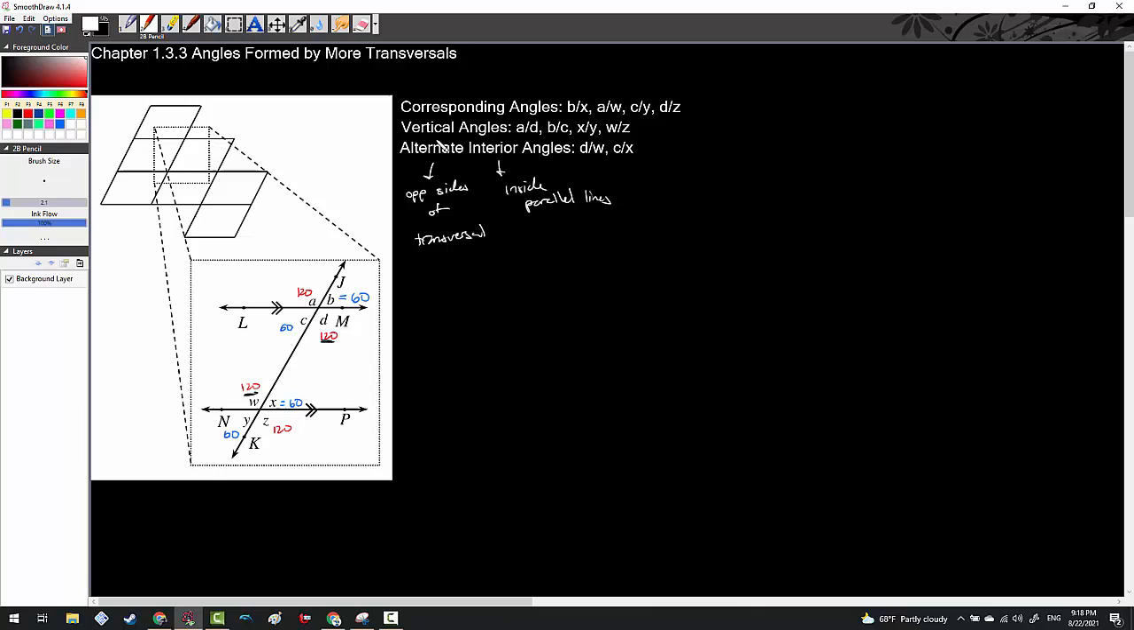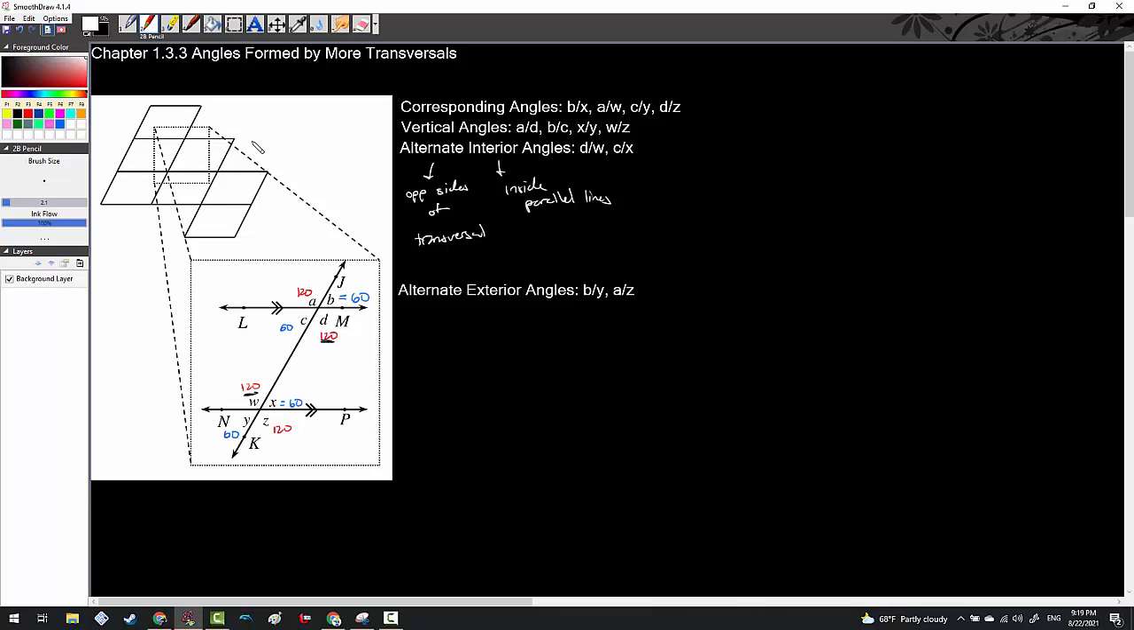Now, with that in mind as well, it wouldn't be so hard to assume that alternate exterior angles also exist. Again, alternate meaning opposite sides of the transversal, and exterior meaning outside of the parallel lines. So I'm sure you can guess what they are. It's B and Y, as well as A and Z, right? Again, alternate opposite sides of the transversal, exterior meaning outside the parallel lines.